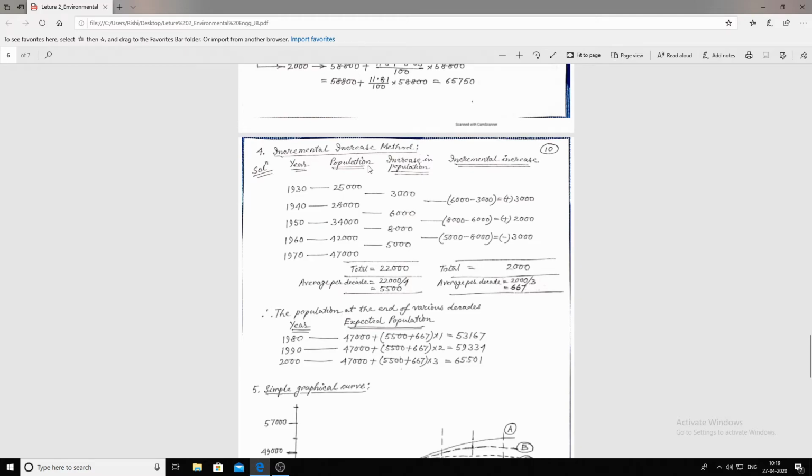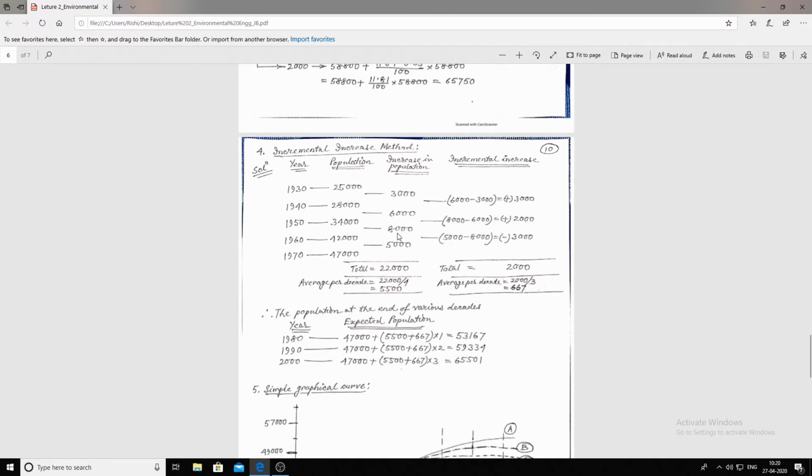Next, the incremental increase method. If you see, this is the data given. The increase in population we have already calculated earlier. Now, the incremental increase: for this decade the increase in population is 3000, and for this decade it is 6000. If you compare these two decades, the increase goes from 3000 to 6000, so the increase is 3000. Then from 6000 to 8000, the increase is 2000.